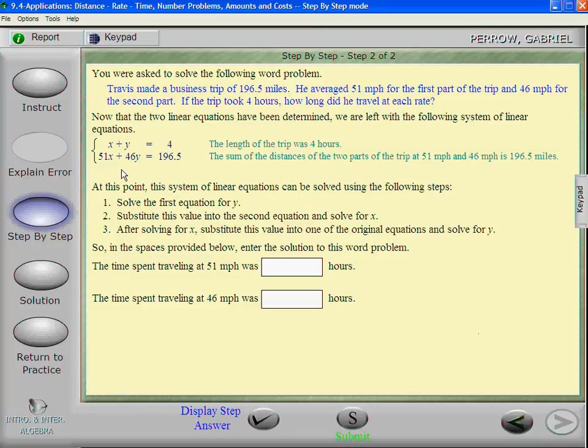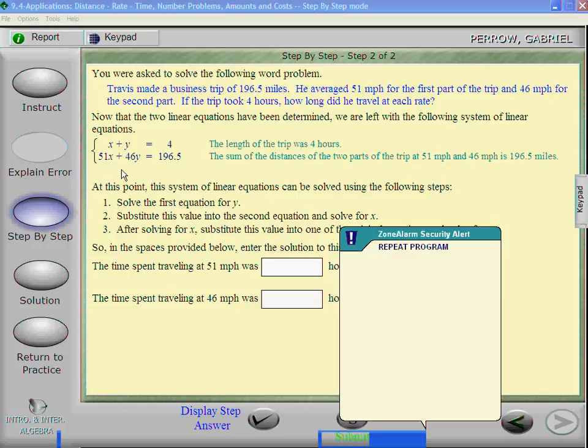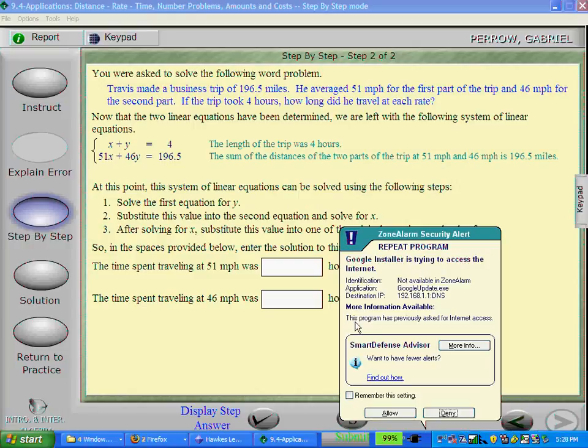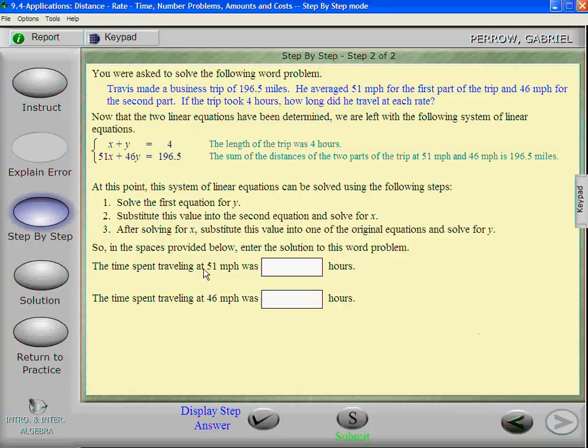So 5x equals 12.5. If I divide both sides by 5, you should end up with, I believe, 1.5 when you do the division. 2.5. So 2.5 would be the x value, meaning it would be 2.5 hours traveling at 51 miles per hour. And then if you plug that into the top equation, certainly 1.5 would be what it's left to add up to 4.